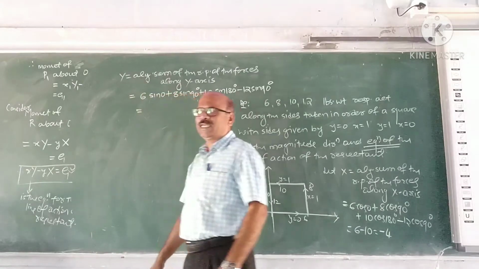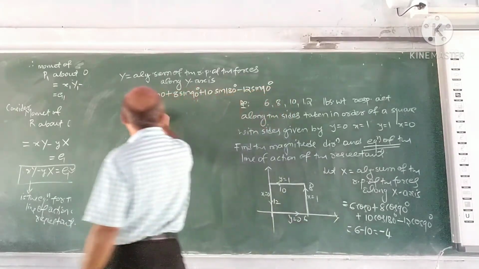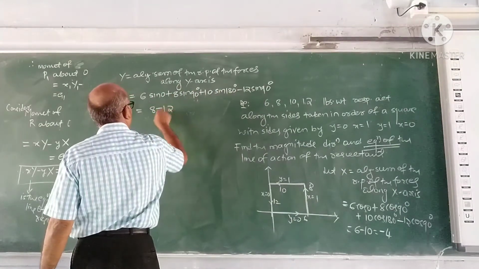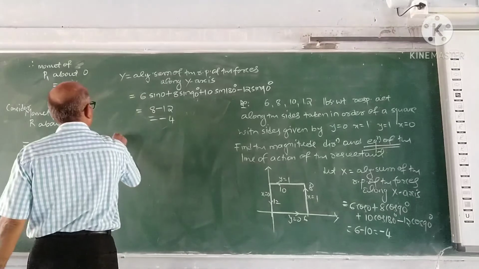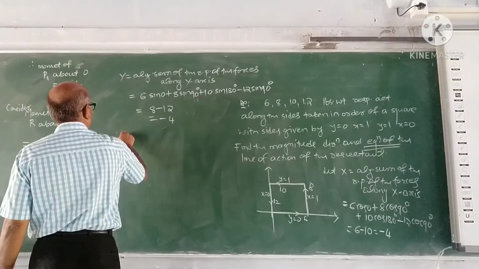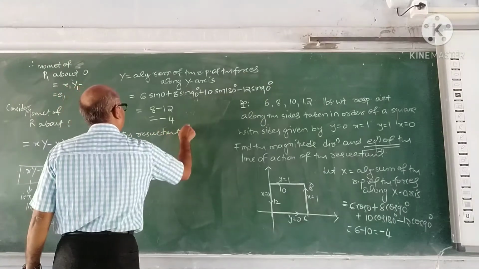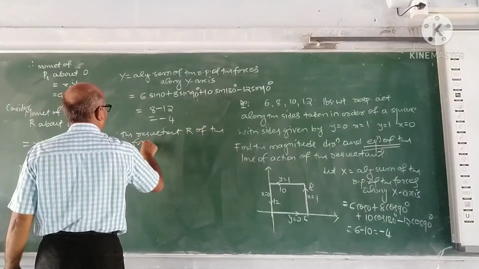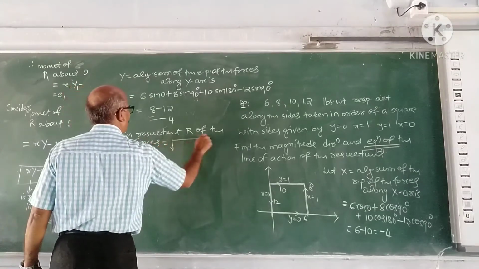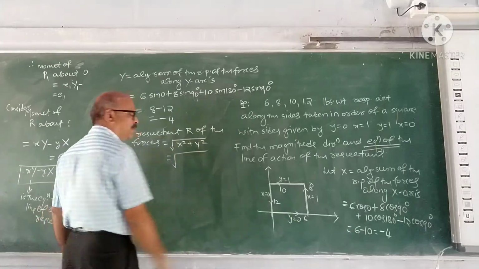What is sin 0 and sin 180? Both are 0. Therefore, 8 minus 12, it is minus 4. Therefore, the resultant R of the forces is square root of x square plus y square. This gives only magnitude.